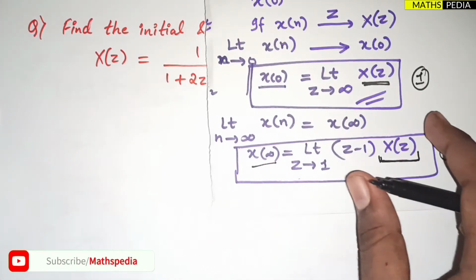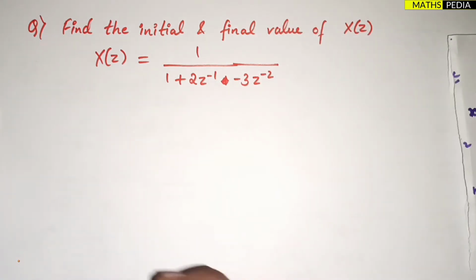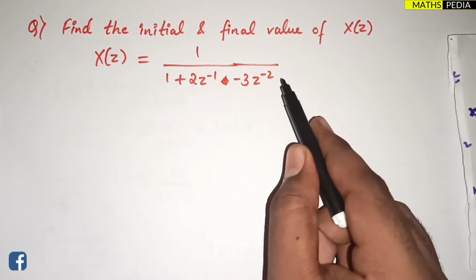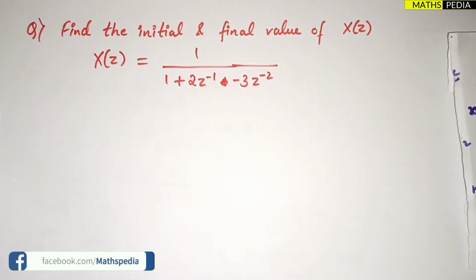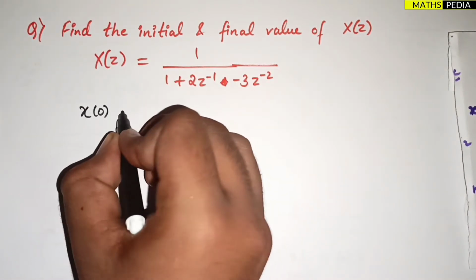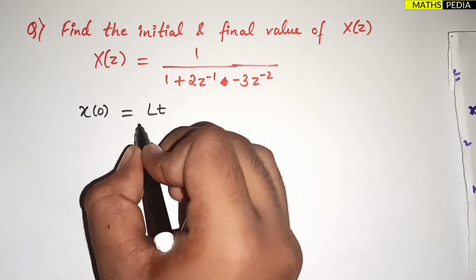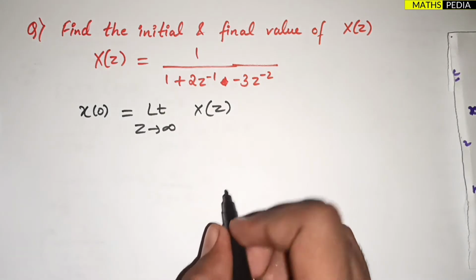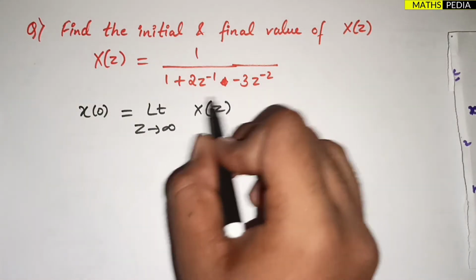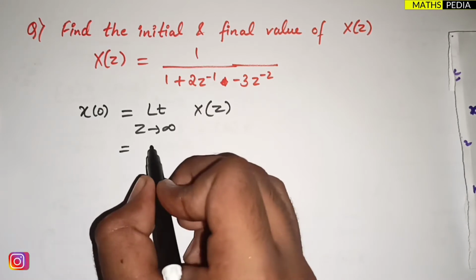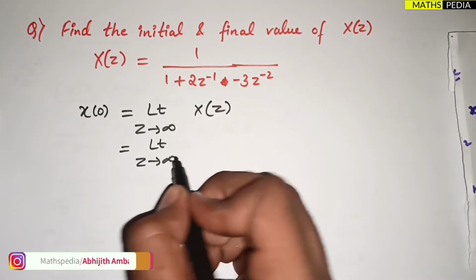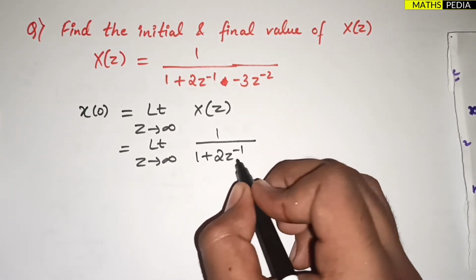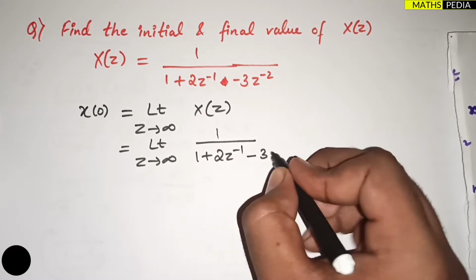Okay, so let us see the X of z value here. It is 1 by (1 plus 2 z power minus 1 minus 3 z power minus 2). These are all negative powers. First we'll find x of 0. How will you find x of 0? The simple thing, again the same: limit z tends to infinity X of z. Simply put the value of X of z and apply the limit to the function. So limit z tends to infinity of 1 by (1 plus 2 z power minus 1 minus 3 z power minus 2).